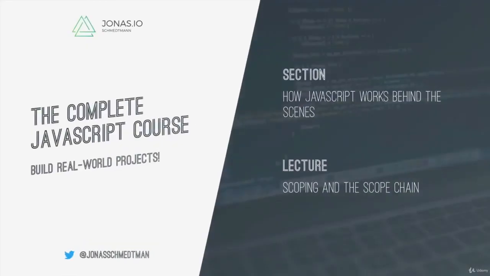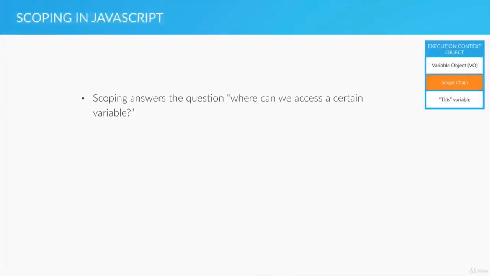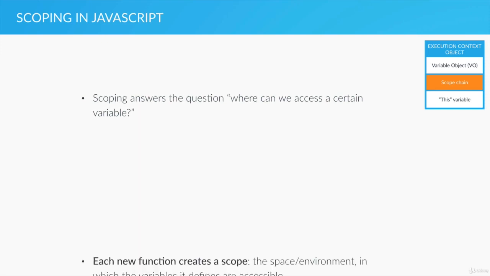We talked about how execution contexts are created and how that is related to variable and function hoisting. That was the first step of the creation phase. So let's now talk about the second step, the creation of the scoping chain. So what does scoping even mean? Scoping basically answers the question, where can we access a certain variable or function?